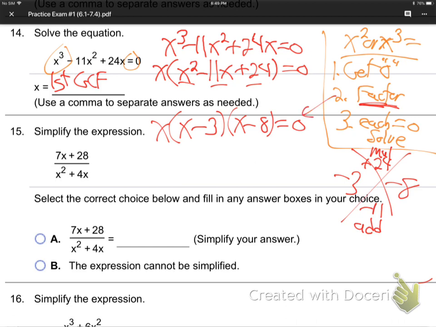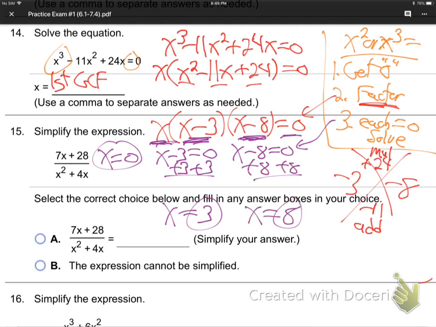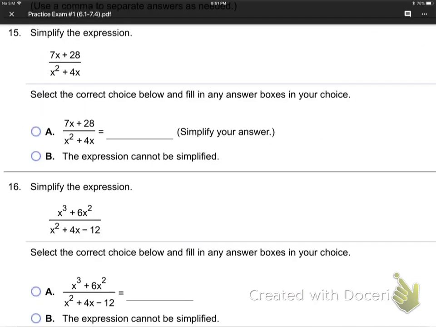And step 3, each one equals 0. That means each part that has an x. So the x alone is 0. The x minus 3 is 0, and the x minus 8 is 0. Each one equals 0, because if 3 things are timesing to be 0, any one of them could be 0 to make them all multiply and be 0. So this one's done. This one I've got to add 3 to both sides, so x is 3. This one I've got to add 8 to both sides, so x is 8. So the answers are 0, 3, and 8. 3 answers. For x cubed, that makes sense.